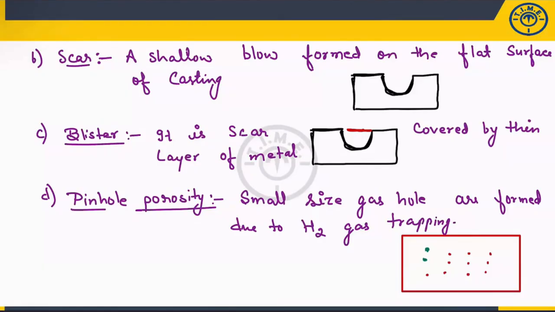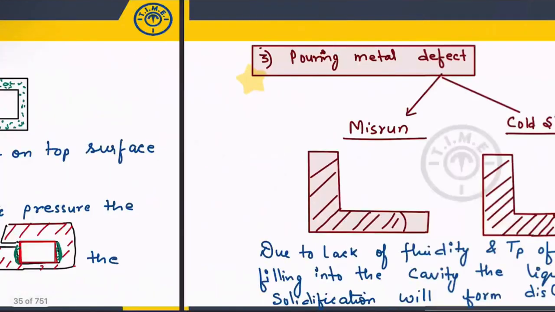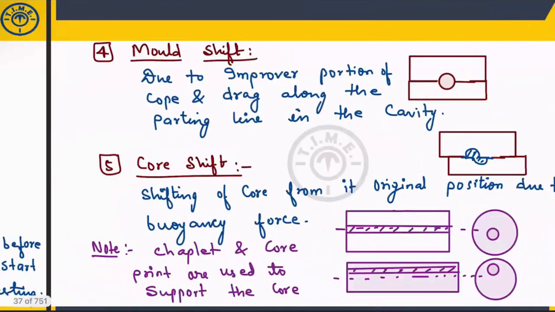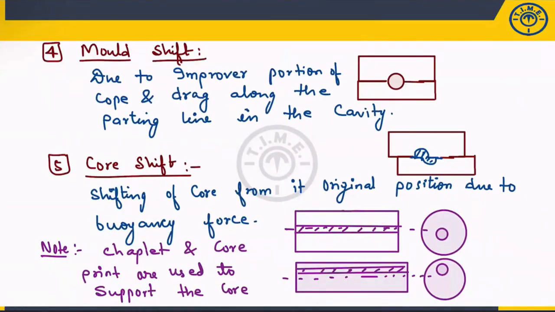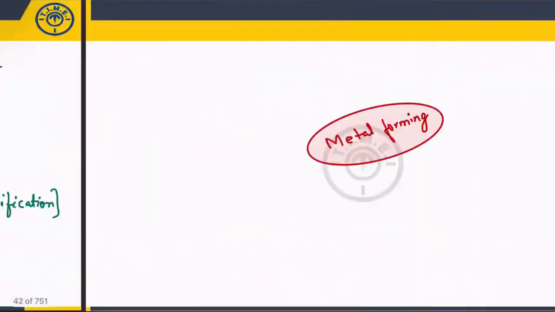Have a look at these defects. If I discuss the metal forming, then again you can come back. Let's move to the next domain, which is metal forming.